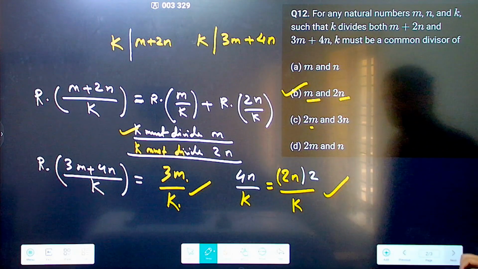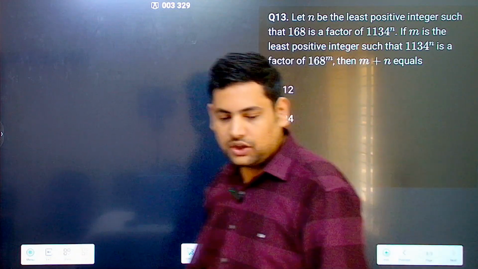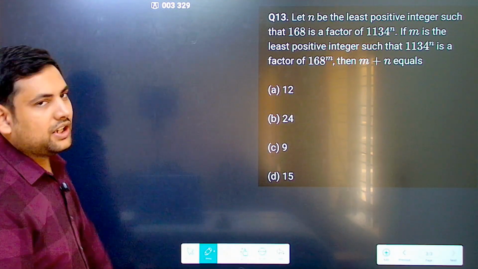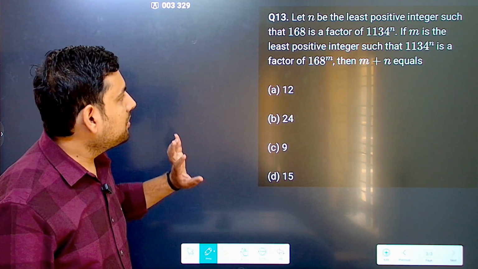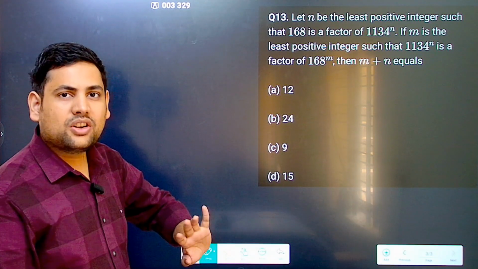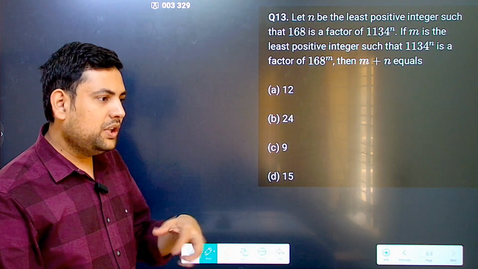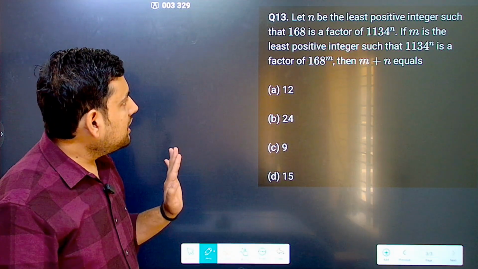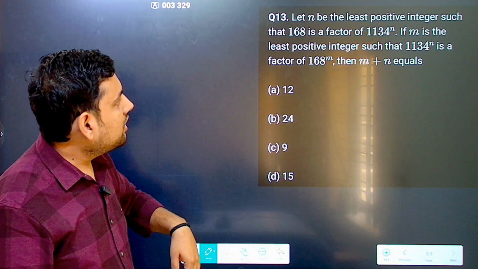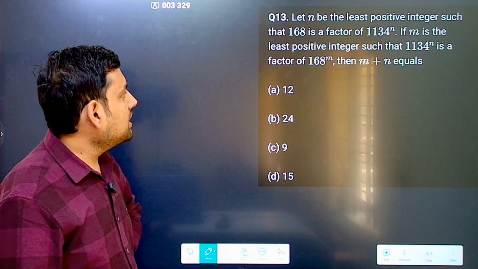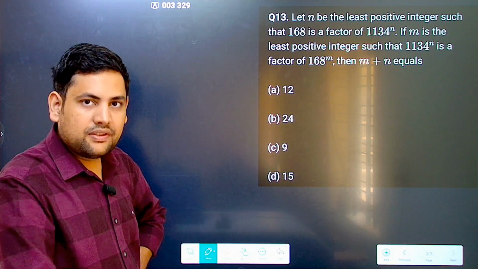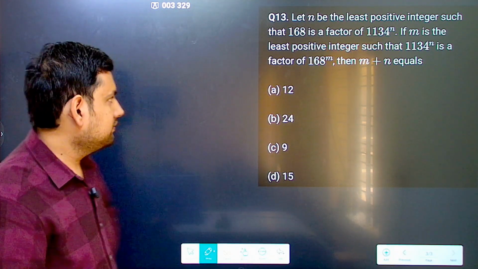Then let's do the last one. So it says, this is a very good question. Okay, you will learn a lot from it. You can pause and try. It is not that difficult, but we don't usually think in this way. So it says what? Let Ln be the least positive integer such that 168 is a factor of 1134.